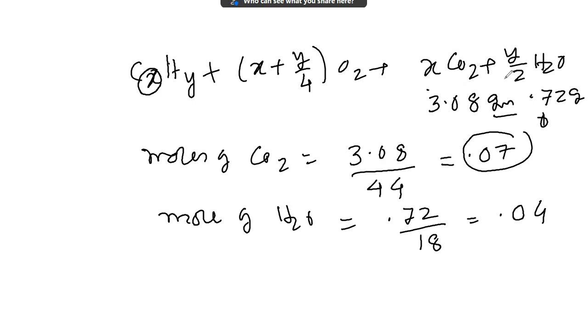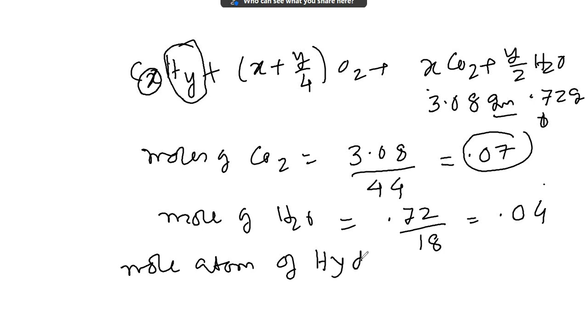Whatever the moles of water, the mole atoms of hydrogen will be double that, because it is H2O, so it is Y by 2 and hydrogen is Y. So the mole atoms of hydrogen in the hydrocarbon will be what?